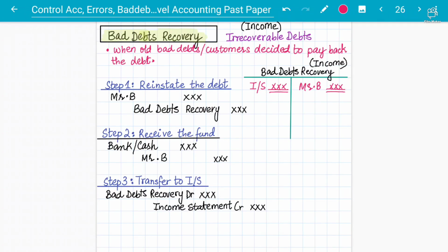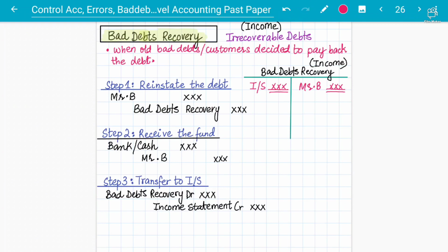But I hope students are getting this information, that bad debts recovery is one thing. First, the nature. What is the nature? A customer is coming back after a couple of years to pay back their dues, because now their situation is good and they have recovered from their bankruptcy. So bad debts recovery, first thing, sir, is an income account.